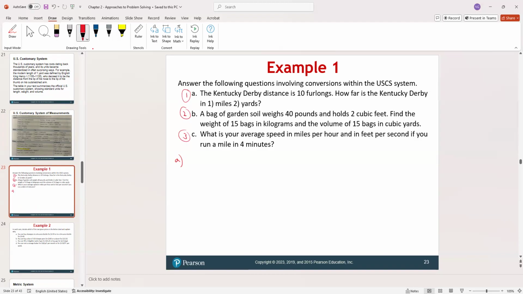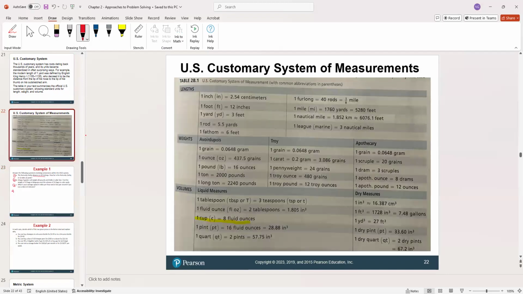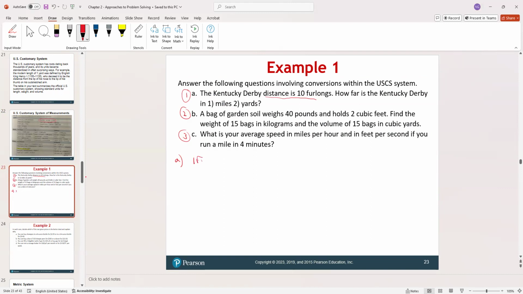The Canterbury Derby distance is 10 furlongs. So if we have that distance, 10 furlongs, how far is the Canterbury Derby in miles? The first thing we need to do is check what one furlong is in miles. One furlong is equal to 1/8 of a mile.